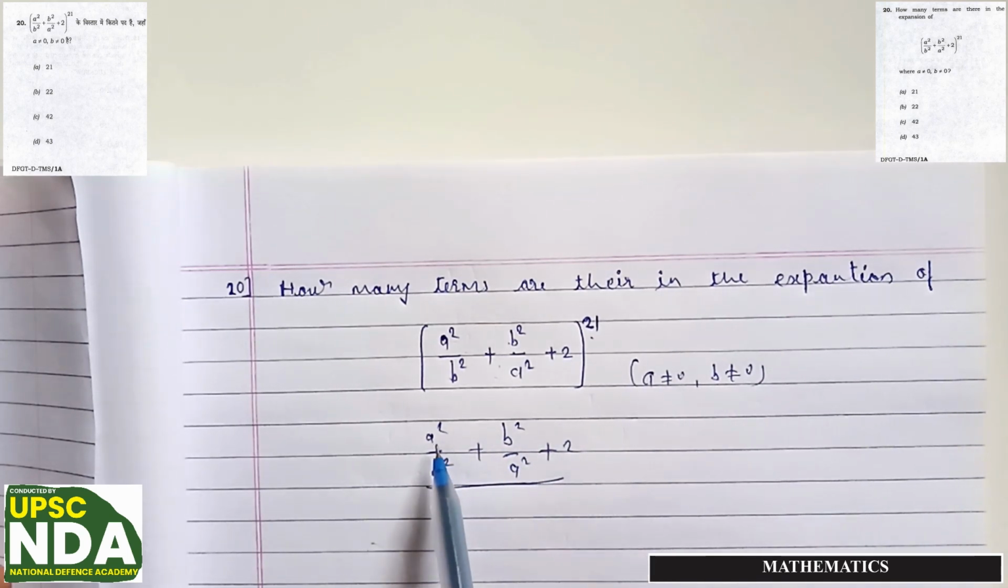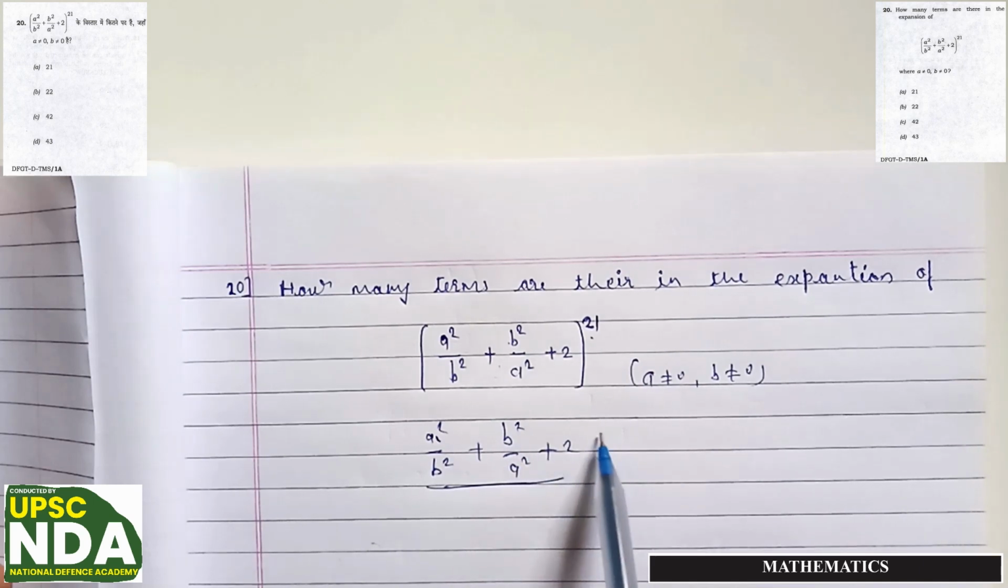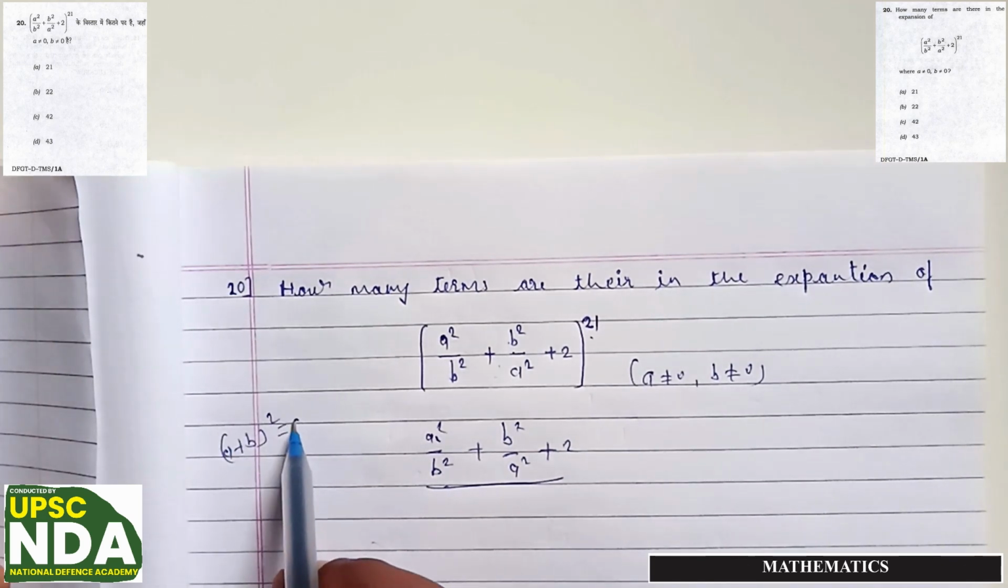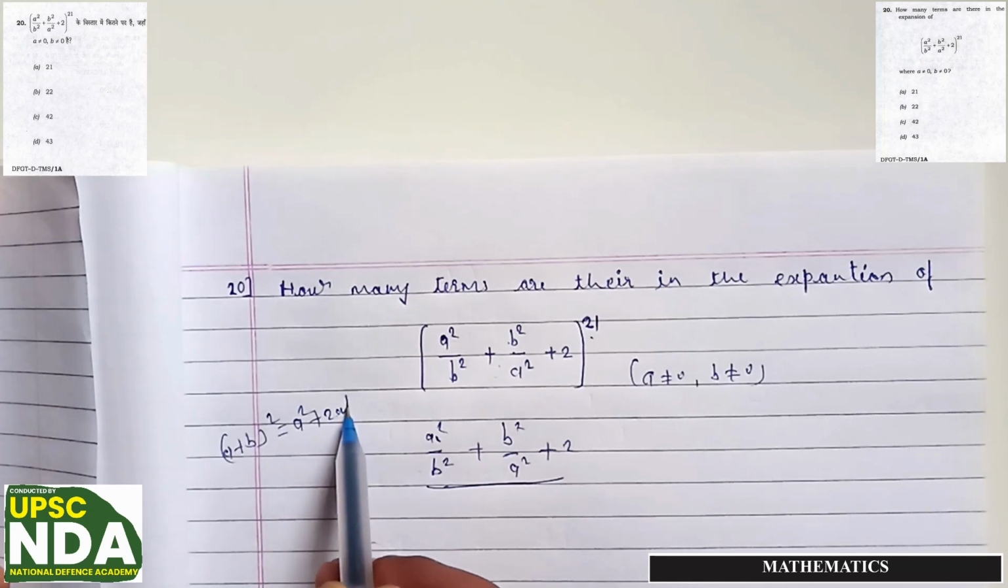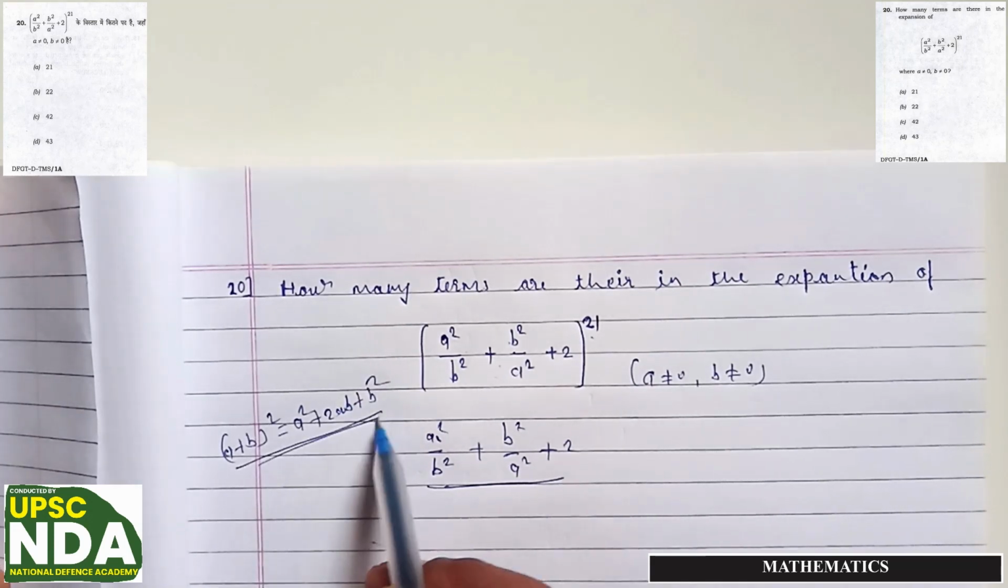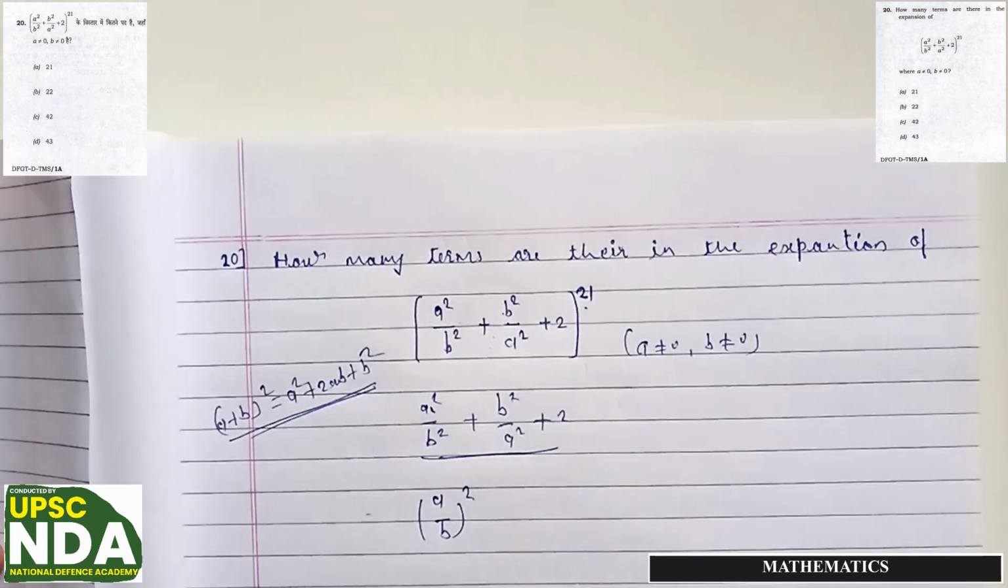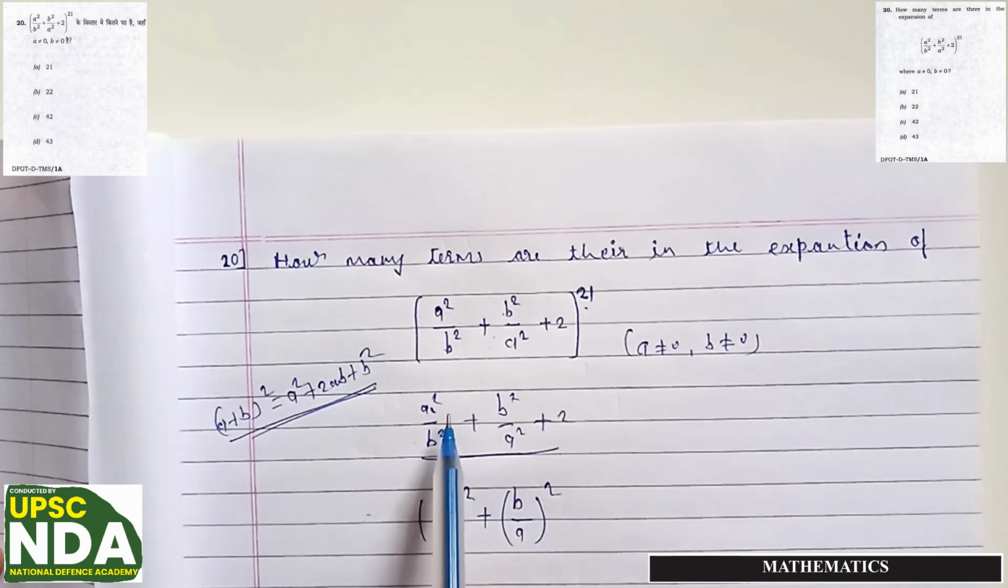It seems like a square plus b square plus 2 times something here, 2 times 1. So this is the form of (a plus b) whole square. What is (a plus b) whole square? It is a square plus twice ab plus b square. Try to apply this form over here. So what we will get here: (a by b) whole square plus (b by a) whole square. What I have done is just written the power and combined the square.